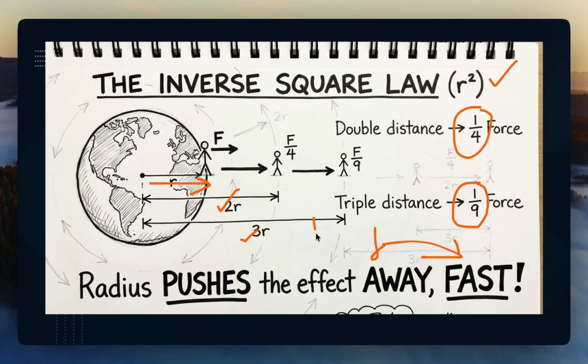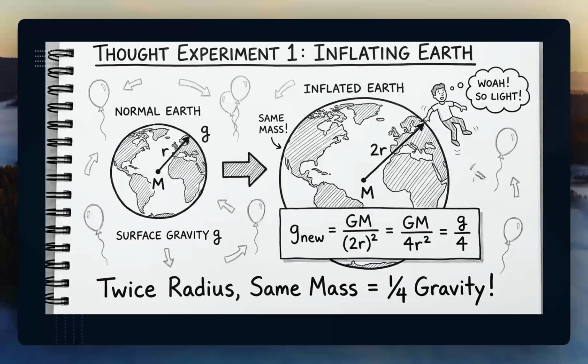Now let's imagine that we magically inflate Earth's radius to twice its current radius, but keep all the same mass. What happens to surface gravity? You're now standing twice as far from all that mass. The distance is doubled, so r squared becomes 4 times larger. Since mass stayed the same but r squared quadrupled, the surface gravity drops to 1/4 of what it was. Same mass, bigger planet, less gravity.